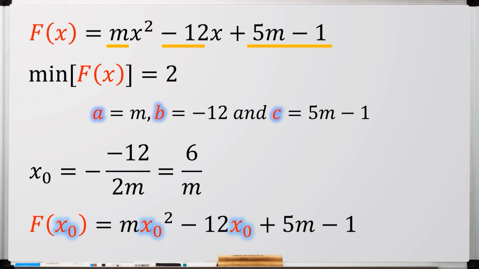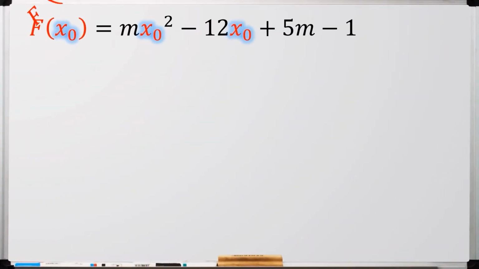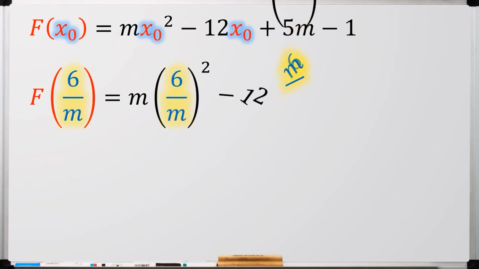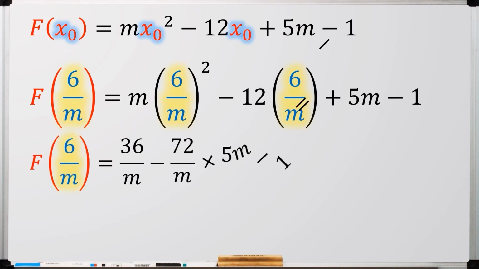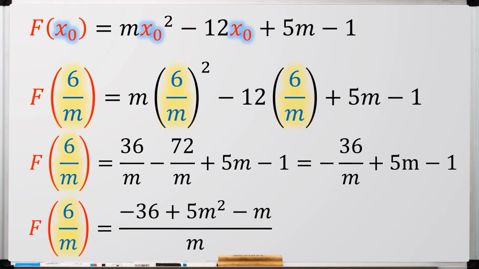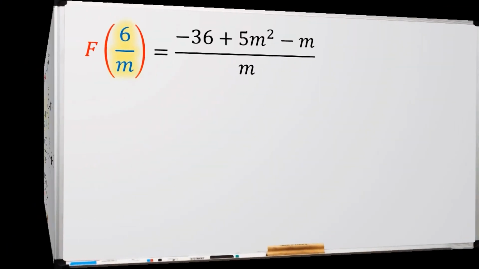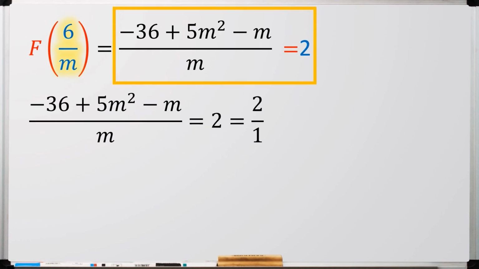To determine the minimum value, we need to substitute x0 into the function. After the substitution, we proceed to simplify the equation. Ultimately, we arrive at the expression f(6/m) equals (negative 36 plus 5m² minus m) over m. As specified in the question, the minimum value is 2. To determine m, we need to solve this equation.